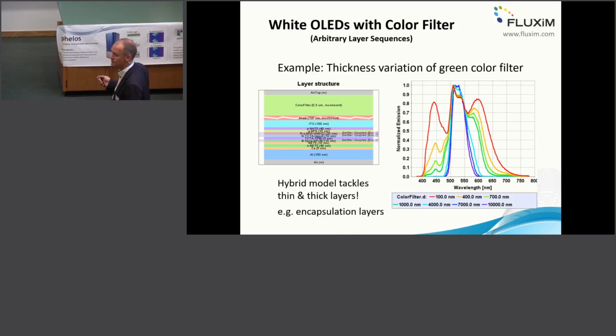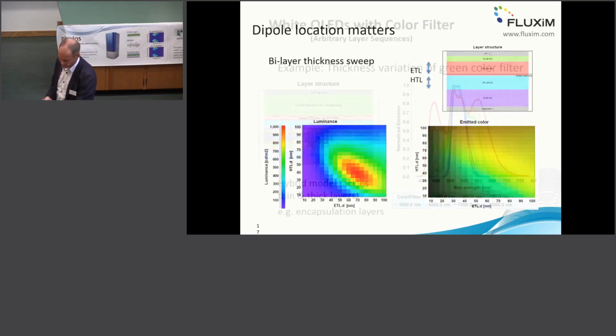And this is relevant for display applications because basically all OLED displays have a color filter in there, or at least the LG TVs have this kind of color filters, whereas Samsung has more patterned RGB OLEDs.